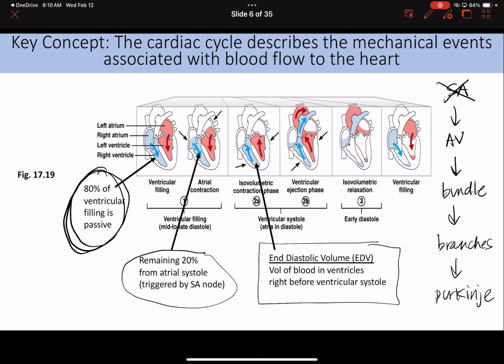So any questions about that volume? So it's just, what are we starting off with? What is the volume of blood in the ventricles that we have to be able to eject?